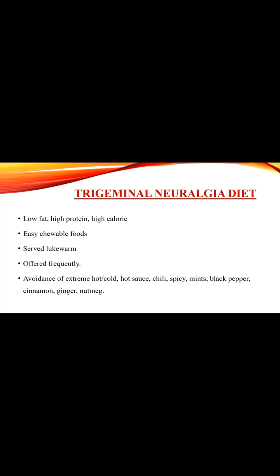We'll usually give a low fat, high protein, high caloric diet, and foods that are easily chewable. We can serve lukewarm water and should not give heavy food. Light foods should be offered frequently. We have to always avoid extreme hot or cold, hot sauce, chili, spicy foods, mints, black pepper, cinnamon, ginger and nutmeg. All these foods need to be avoided in the diet of trigeminal neuralgia patients.